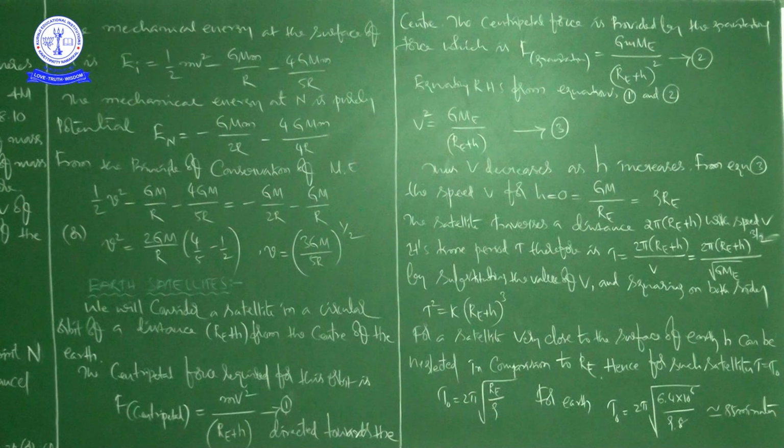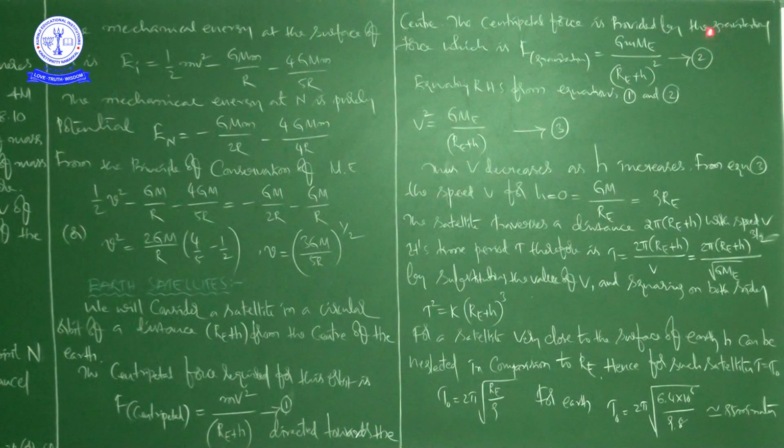The centripetal force is provided by the gravitational force, which is F gravitation equal to capital G small m into capital M_E divided by R_E plus h whole square.